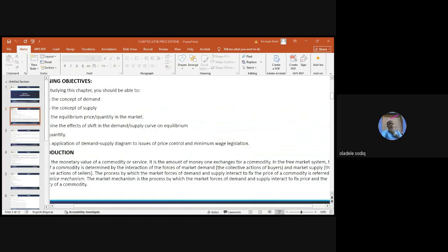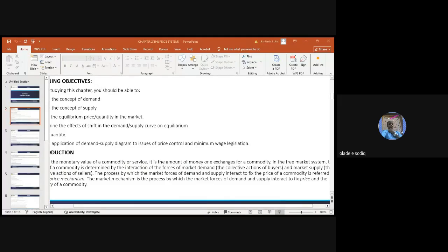At the end of this chapter, we should be able to understand the concept of demand and the concept of supply, then obtain the equilibrium price and quantity in the market. We should also be able to determine the effect of a shift in the demand and supply curve on equilibrium price and quantity. And finally, we should be able to understand and explain the application of demand and supply diagrams to issues of price control and minimum wage legislation.